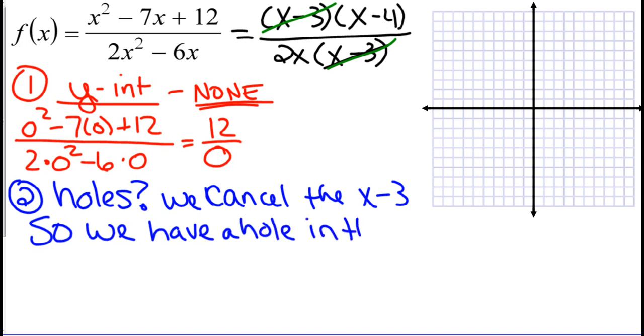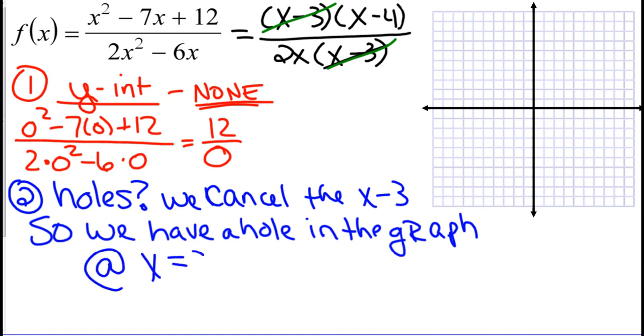In the graph, there we go. I can speak so much faster than I can write. We have a hole in the graph at x equals 3. Now remember, we can't really take care of that hole in the graph until the very end, but that hole in the graph is again reigning supreme over everything else that we have.